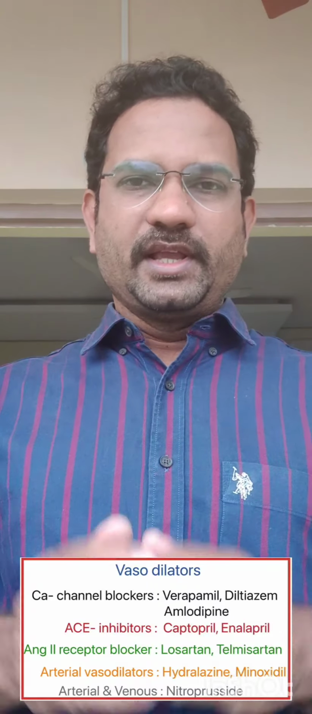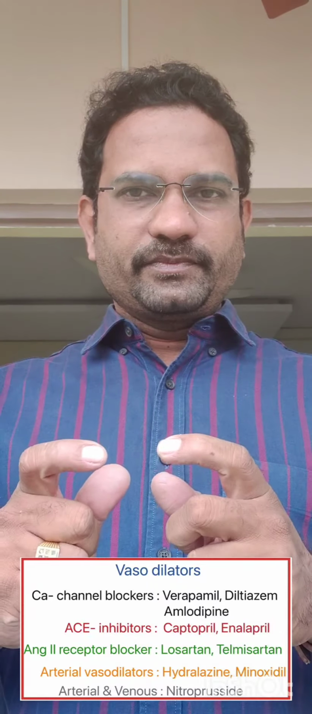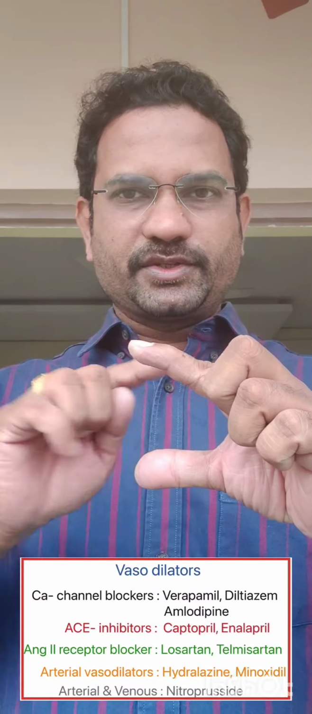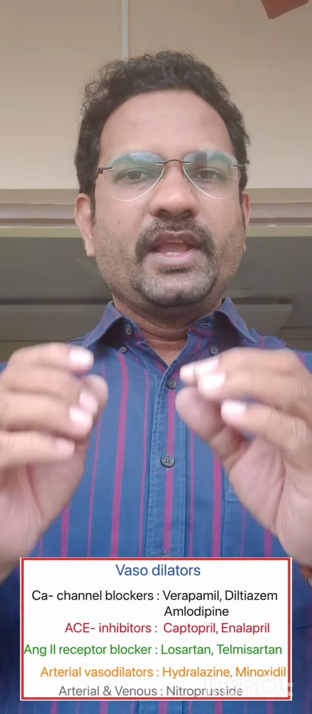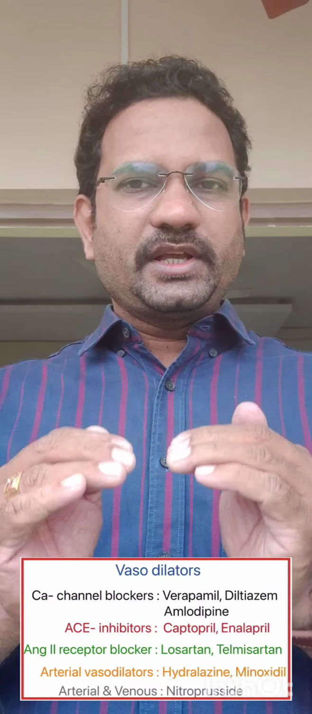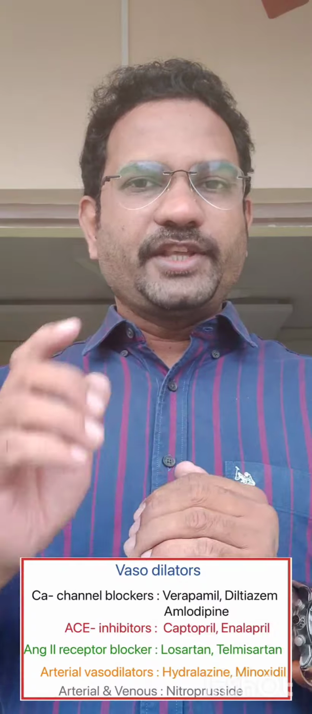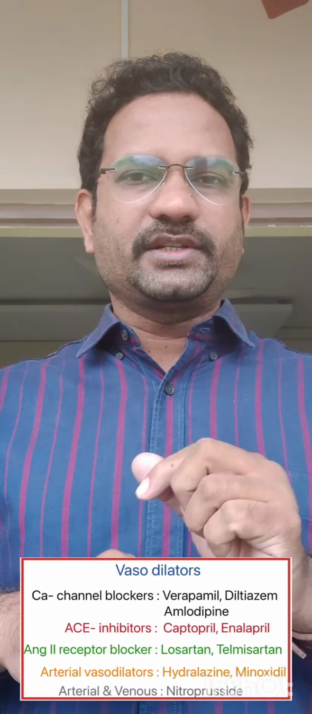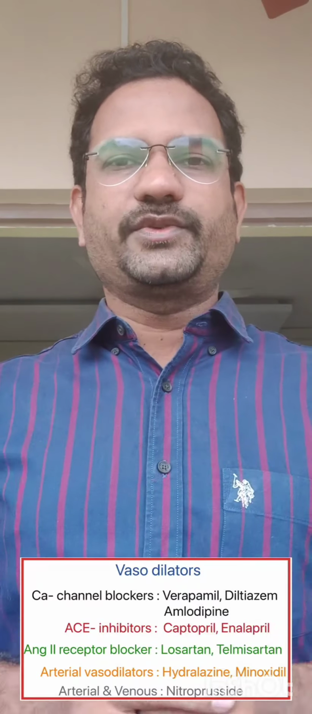Now understand this one. Blocking calcium causes vasodilation. If you block calcium, it causes vasodilation, so they are considered as vasodilators. ACE inhibitors, angiotensin converting enzyme inhibitors, reduce the release of angiotensin 2. Angiotensin causes vasoconstriction. When its levels are reduced, it causes vasodilation. Hence, all these are considered as vasodilators.